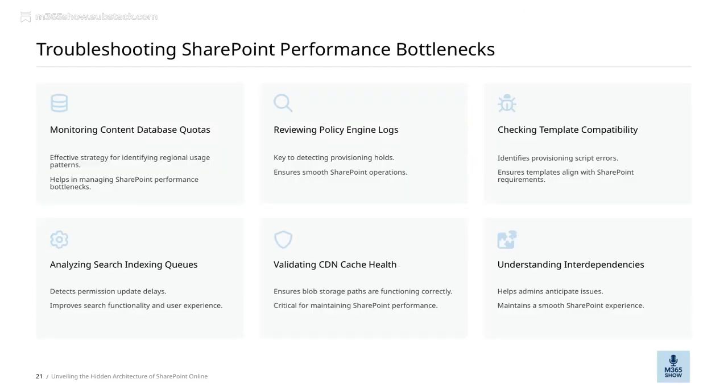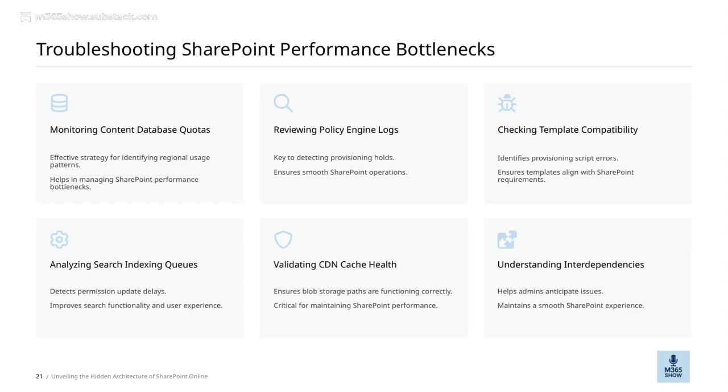In this slide, we're diving into troubleshooting SharePoint performance bottlenecks by unveiling the hidden architecture of SharePoint Online. The goal here is to help administrators anticipate potential issues before they impact users and to maintain a smooth SharePoint experience overall. One of the key concepts is understanding interdependencies within the system. For example, ensuring that Blob storage paths are functioning correctly is crucial because any disruption there can directly affect performance. It's vital to monitor these paths as part of our ongoing health checks.